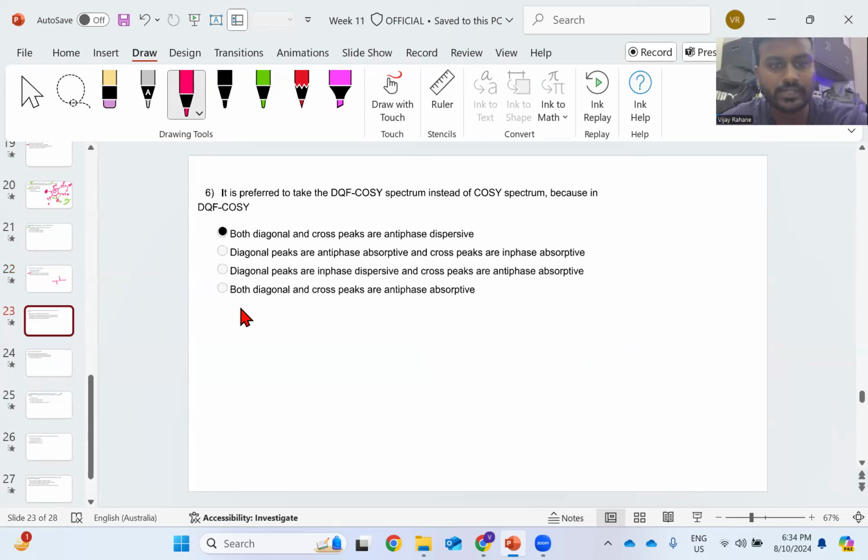In another question given, it is preferred to take the DQF COSY spectrum, because in the DQF COSY both the diagonal and the cross peaks are in antiphase dispersive. So antiphase dispersive is the option here.